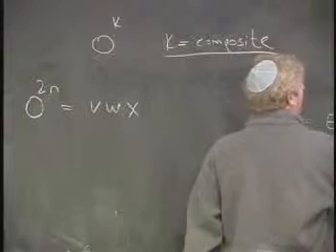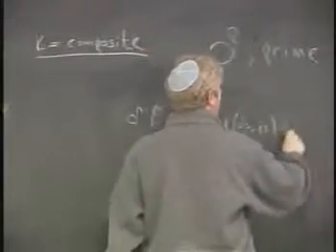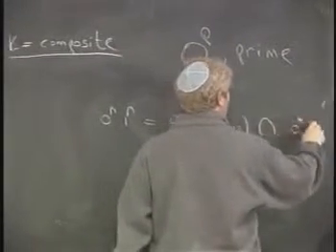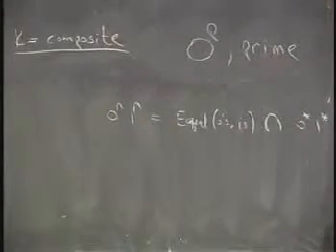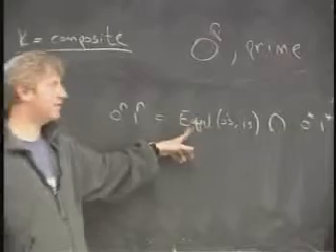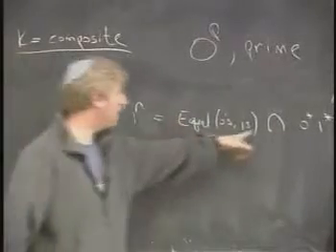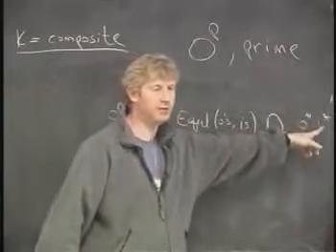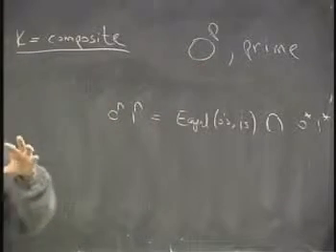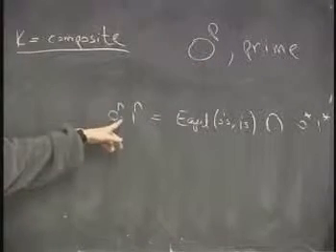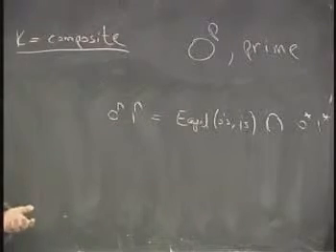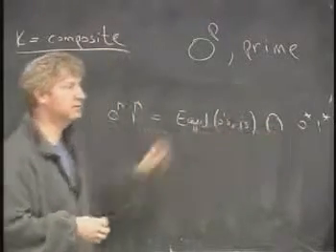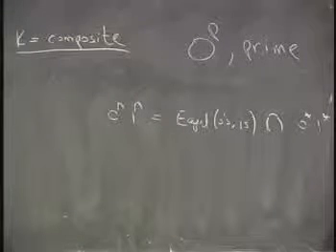Equal zeros and ones intersected with 0 star 1 star equals this. Does everyone agree? If you take all the strings that have an equal number of zeros and ones, and all the strings that start with zeros and end with ones, and you say, what do they have in common? They have these in common. The strings that start with zeros, end with ones, and have an equal number of zeros and ones. This equals this. But are regular sets closed under intersection?